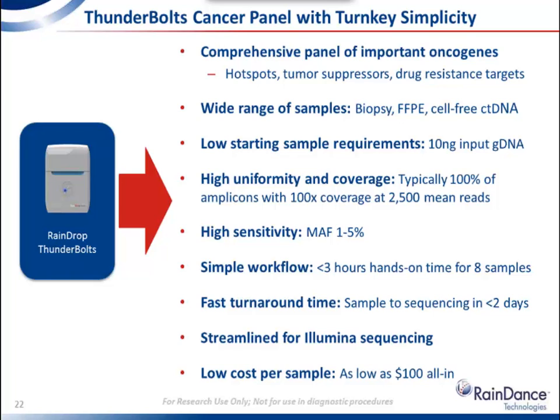The workflow is very simple and very fast. It's 2 hours and 45 minutes of hands-on time to process 8 samples, and the whole turnaround time is also very fast. So going from processing the samples to getting your FASTQ files for analysis on the back end of the MiSeq sequencer is less than 2 days. It's been streamlined to the Illumina sequencer. In this case, it uses the direct feed technology, which incorporates the Illumina adapters directly into the PCR product during the PCR amplification. And finally, there's a low cost per sample, as low as $100 all in. So going from processing the samples all the way through sequencing the samples, it can be as low as $100.